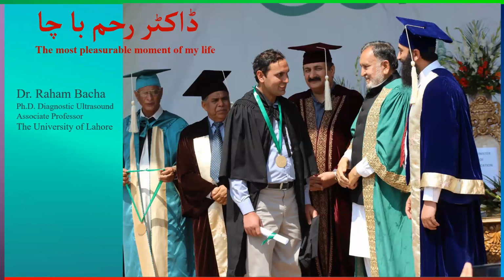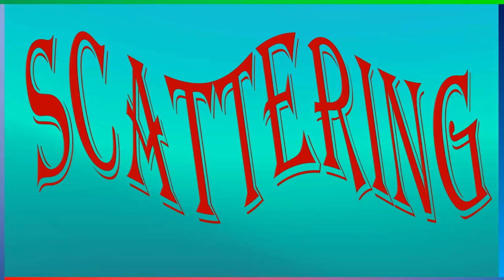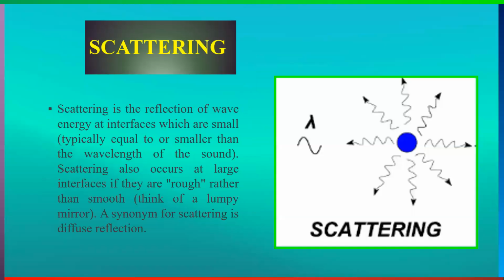So today we'll talk about scattering. In this session we'll talk about scattering. So by definition, what is scattering? When the size of the reflector is smaller than the wavelength of the incident sound wave, that is called scatter. Here you can see in this image, this is the size of the reflector.